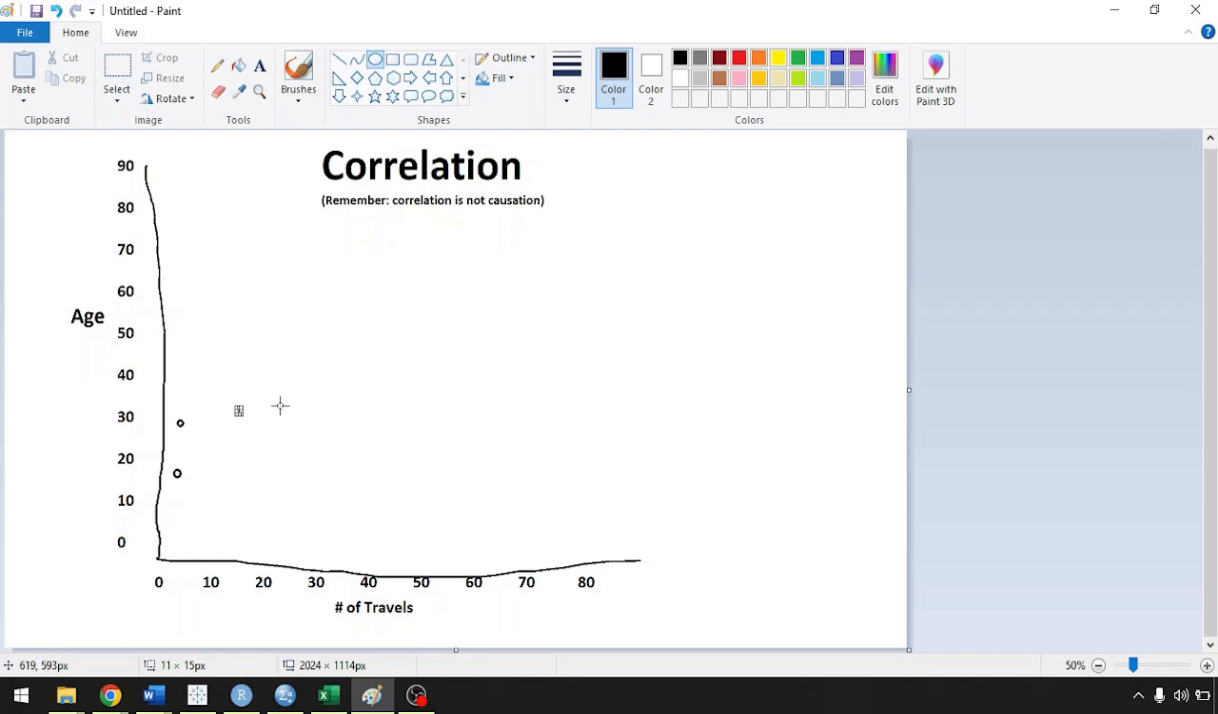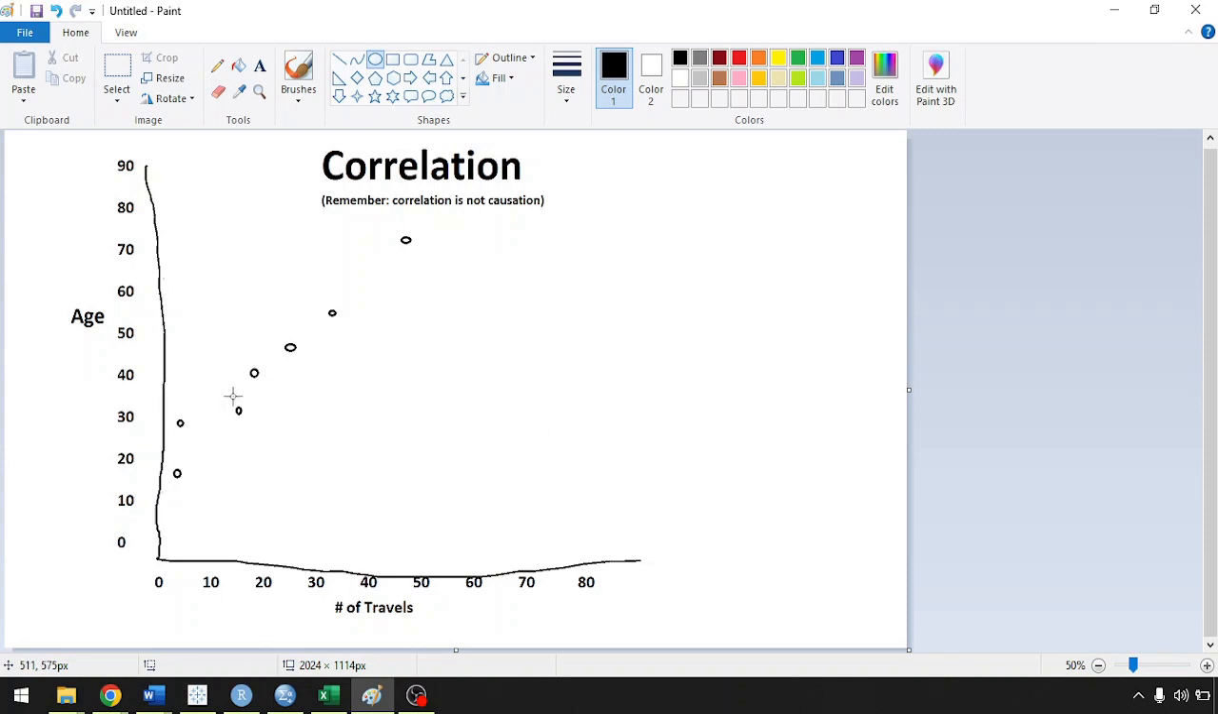The other person we run into says 45 years old and has traveled 23 times. Someone else says he or she is 55 and has traveled 40 times. Another person says he or she is 48 and has traveled 29 times. Another says he or she is 70 and has traveled 50 times.